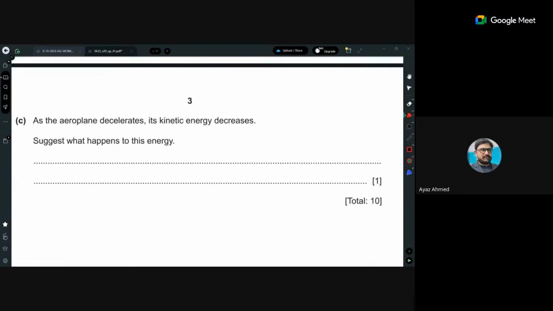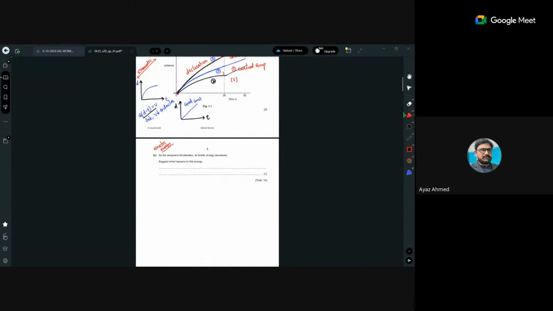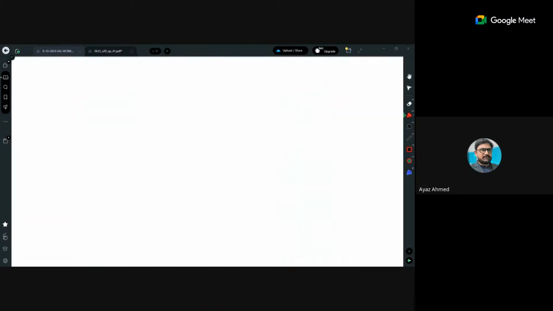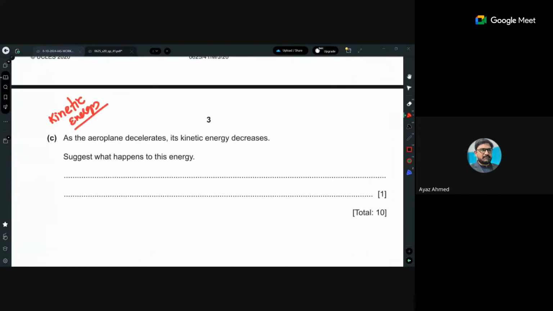Okay. So as the aeroplane decelerates, its kinetic energy decreases. Now just check, he has switched to work, energy and power, isn't it? So how many chapters has he covered in one question? One, two, three, and four chapters. Therefore, general physics is general physics; anything can be asked of you. Now, as the aeroplane decelerates, the kinetic energy decreases. Suggest what happens to this energy. So, what is your suggestion?